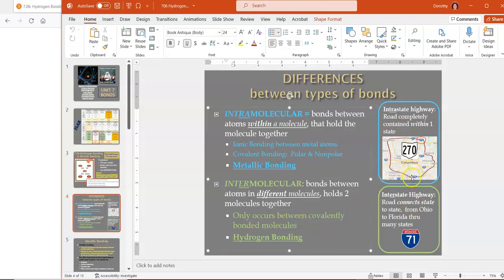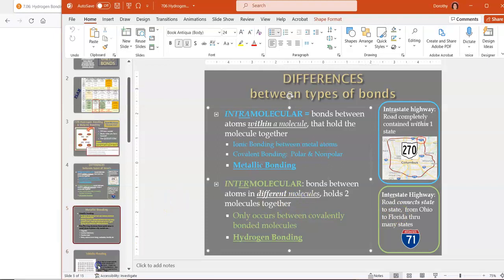There are a couple of analogies off to the side here. Intrastate, intramolecule: within a single molecule, intrastate: within a single state. For example, the Circle Highway that goes around Columbus, Ohio. It's just within Ohio, it's nowhere else. Intermolecule, interstate, which means different molecules, one molecule to another molecule, whereas interstate would be a highway that goes from one state to another state to another state, like I-71 goes all the way from Ohio down to the tip of Florida. All right, so there's your analogy to help you remember.